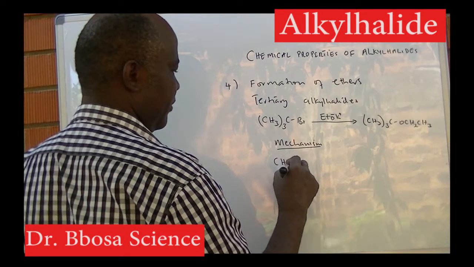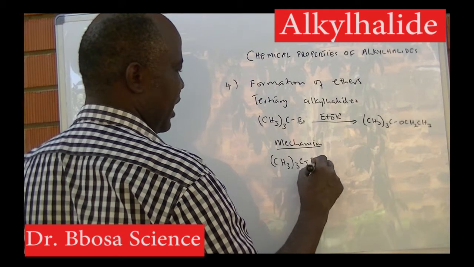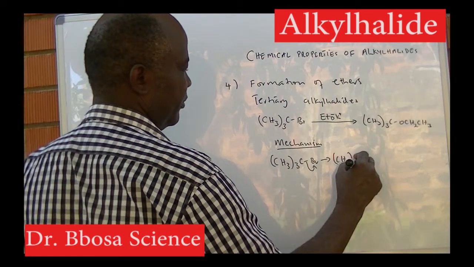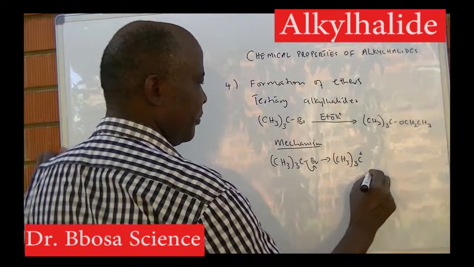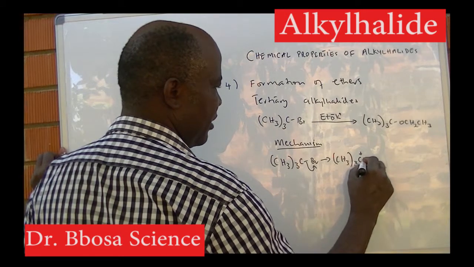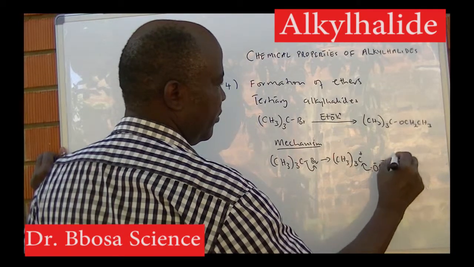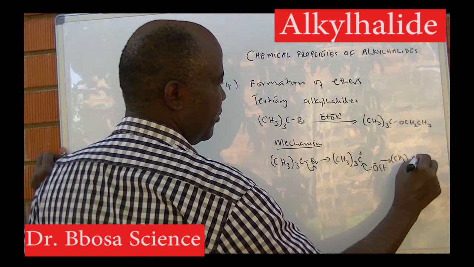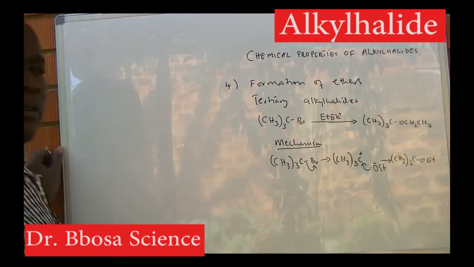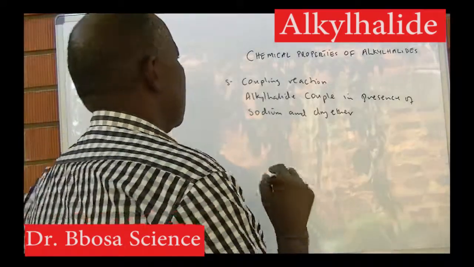This being a tertiary alkyl halide will first lose a bromide ion to form a positive charge on a carbon atom. Then the ethoxide ion will use a pair of electrons to react with the positive charge to form an ether.